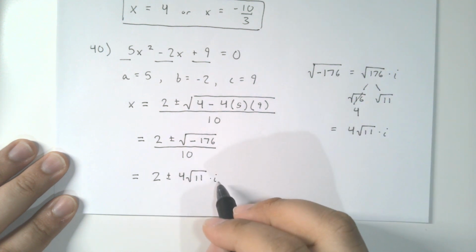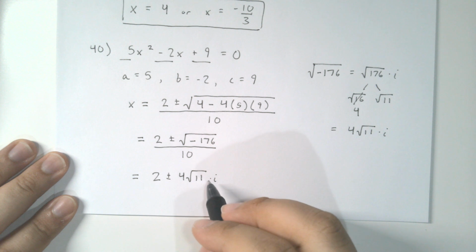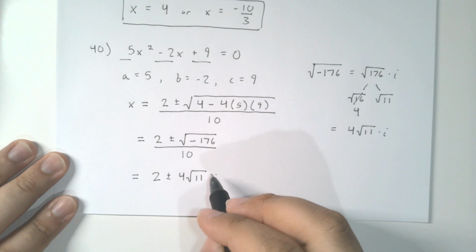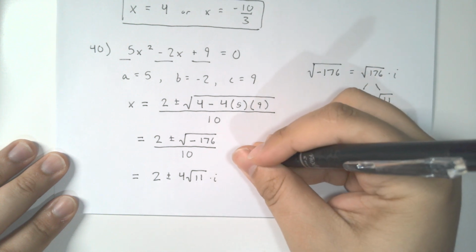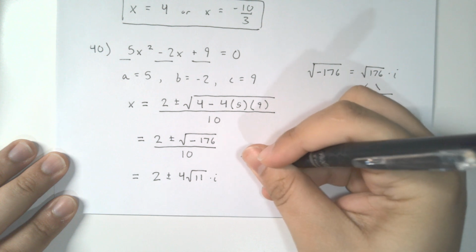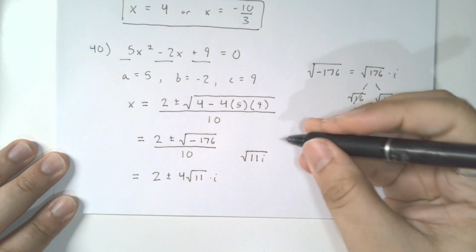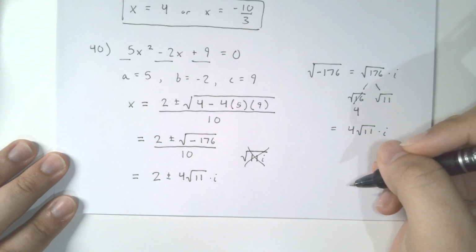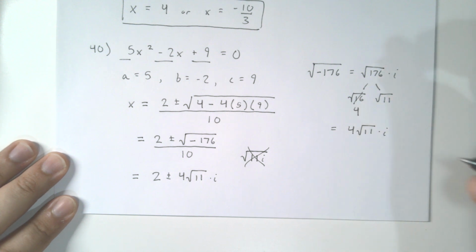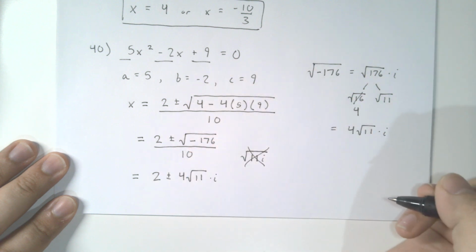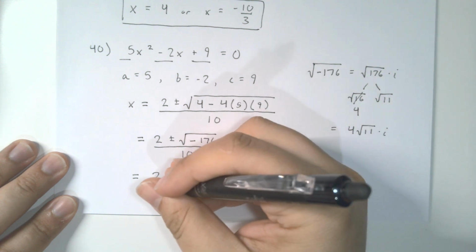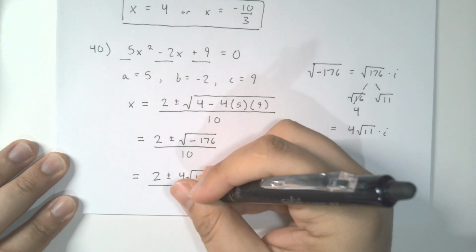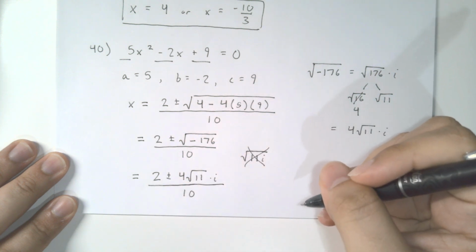Something to note is that this i is outside of the square root. That's why I put a little dot here to signify that this is square root of 11 times i. So, side note, this is incorrect. Do not write square root of 11i. The i is not under that square root. So just wanted to note that real quick. But we have all of this divided by 10.